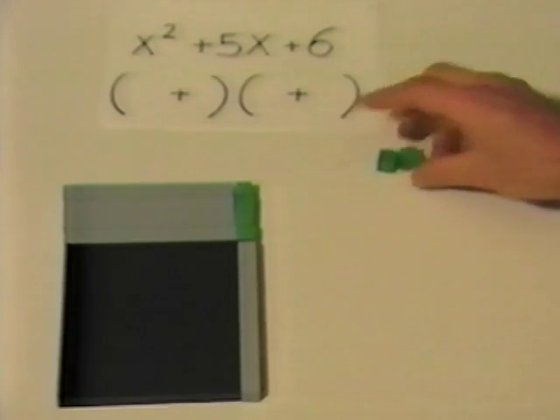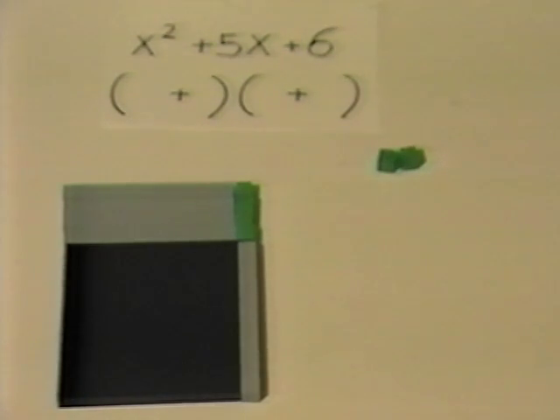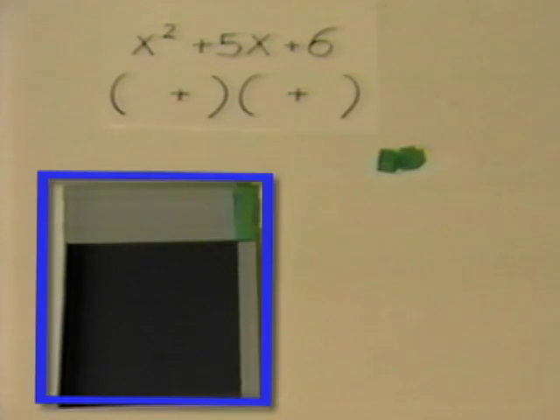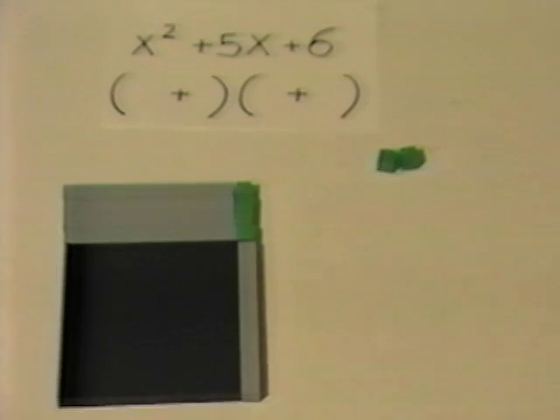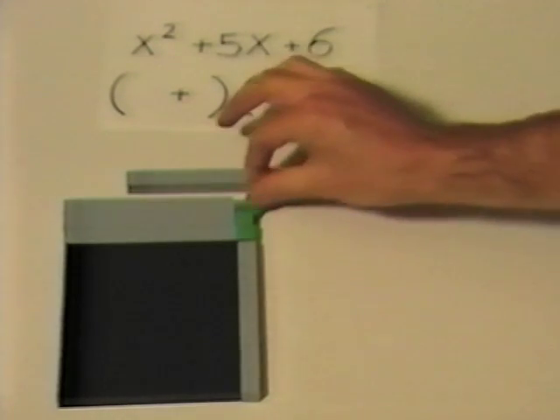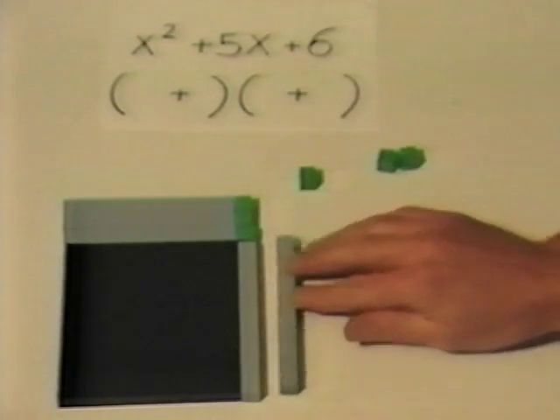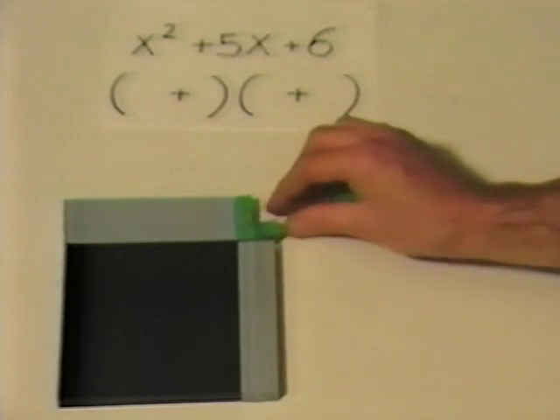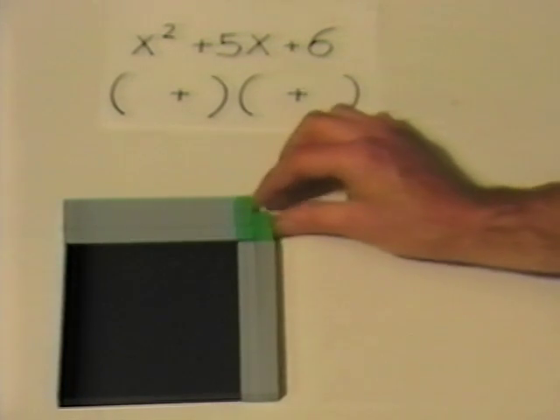But we have a problem here. There are two units that don't fit into the corner. I guess it doesn't always work with one on the side, does it? Well, if it doesn't work with one on the side, how many would you suggest that we try on the side? If it doesn't work with one, try two. So we will try two on the side. It works with two on the side.